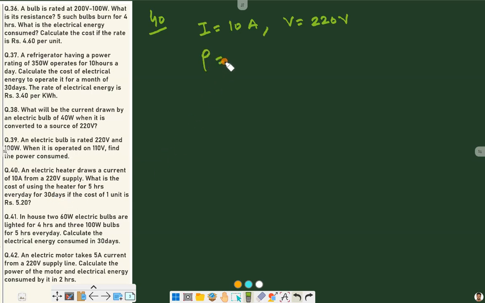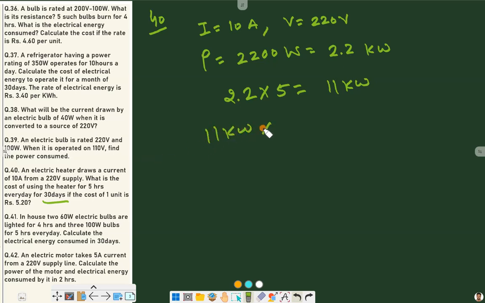So power is potential into current, that will be 2200 watt or 2.2 kilowatt for 1 hour. It is running 5 hours a day, so for one day, total use will be 11 kilowatt hours. Now we will be using it for 30 days. So 11 kilowatt into 30, it will be 330 kilowatt hours for a month.